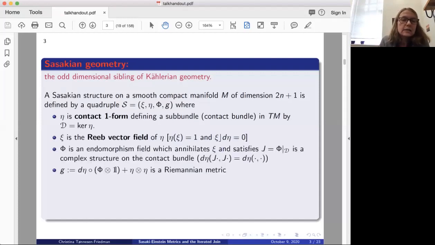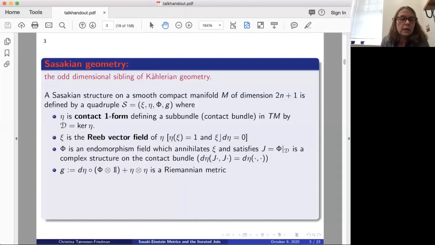And phi is an endomorphism field which annihilates psi and satisfies that restricted to the contact bundle, it's a complex structure. And d eta then becomes J invariant. And then the Riemannian metric is related to eta and phi in the way that you see here.